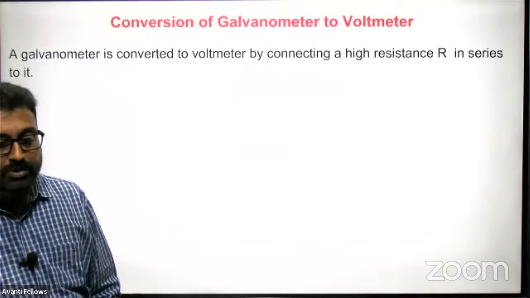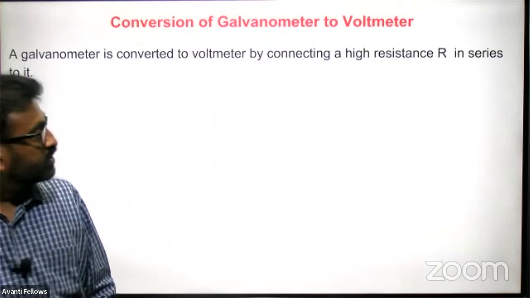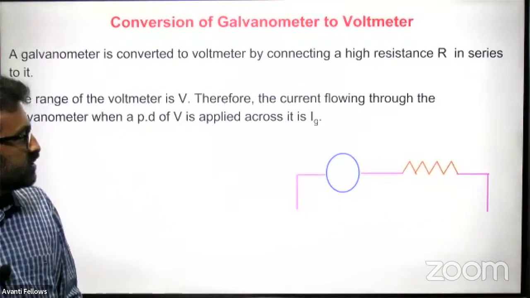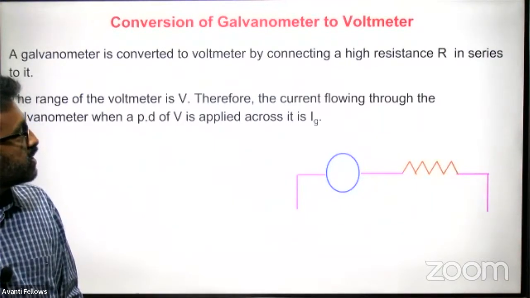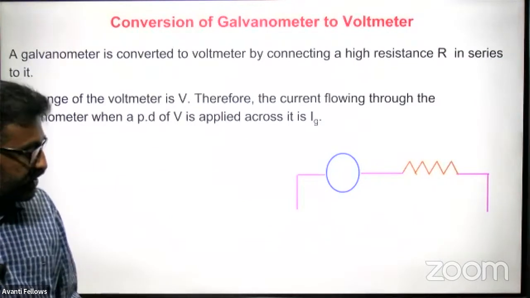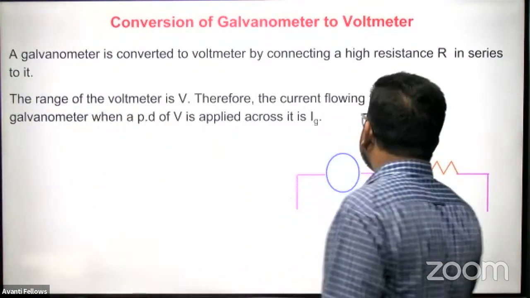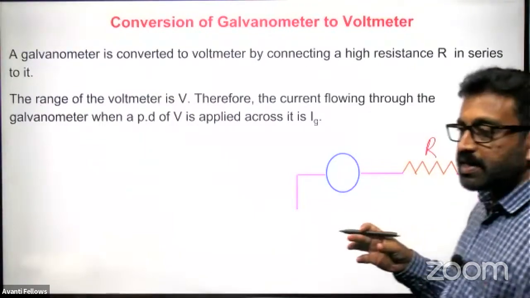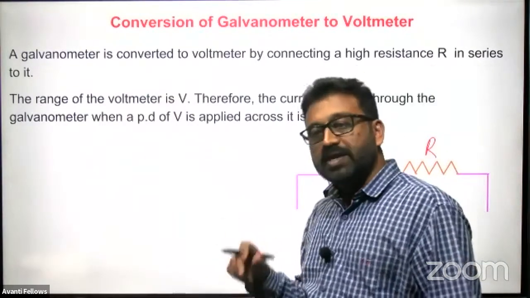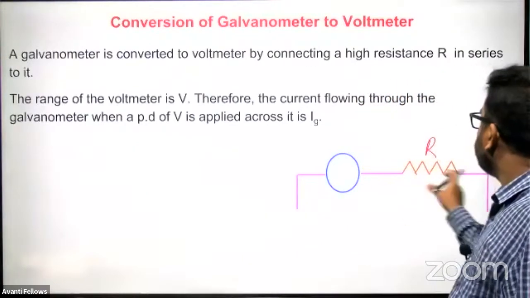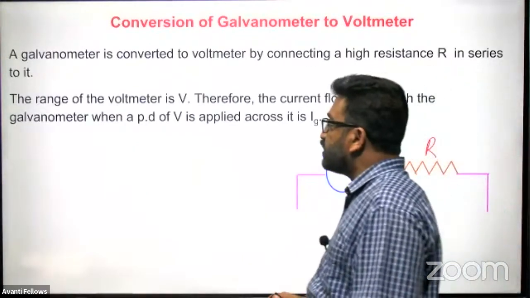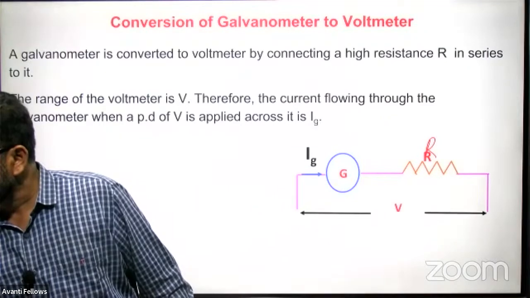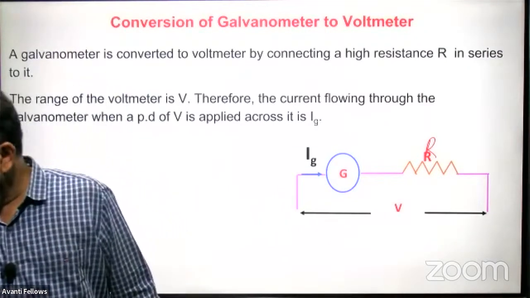Then how can we convert a galvanometer to a voltmeter? The method is very simple. We can connect a high value resistance in series with a galvanometer to convert it into a voltmeter. In the case of the ammeter, a low value resistance was connected in parallel to the galvanometer. Here, a high value resistance is connected in series with the galvanometer to make it a voltmeter. See this one, a high value resistance connected in series.